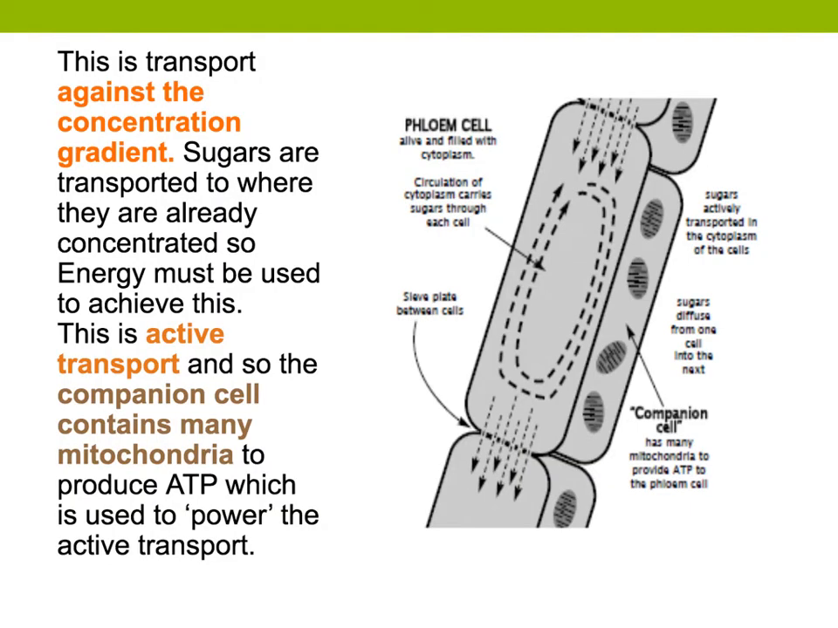It's active because it's against a concentration gradient. Sugars are transported to where they're already concentrated in those sinks because energy is needed, so energy has to be used to achieve that. This is active transport, and so you get the companion cells that are next to the phloem sieve tubes have many mitochondria to produce the ATP, which is used to power that active transport.